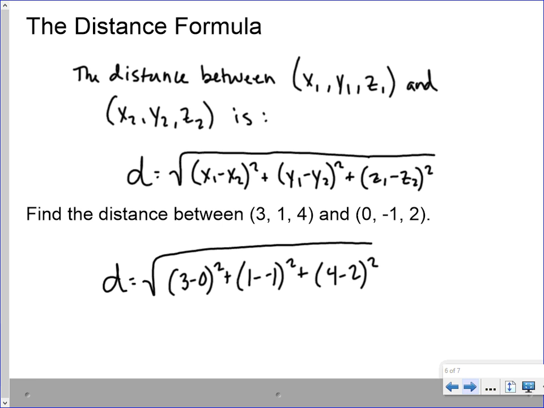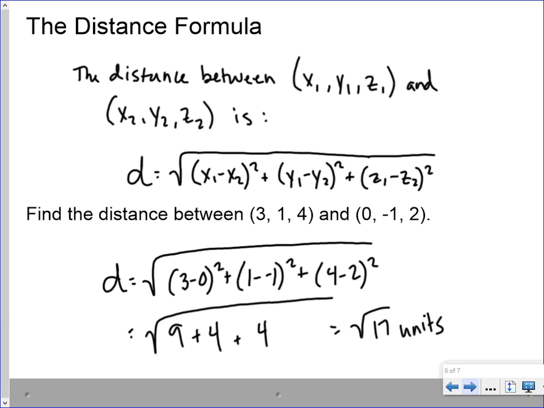And then I usually do the next two steps together, so I'm going to subtract and then square. So I'm going to get 3 minus 0 is 3, squared is 9. 1 minus negative 1 is 2, squared is 4. And 4 minus 2 is 2, squared is 4. So that gets me to the square root of 17. And that cannot be reduced, so I'm okay to say square root of 17 units. Done. If I got the square root of 12, then I would have done 2 square root 3 units.